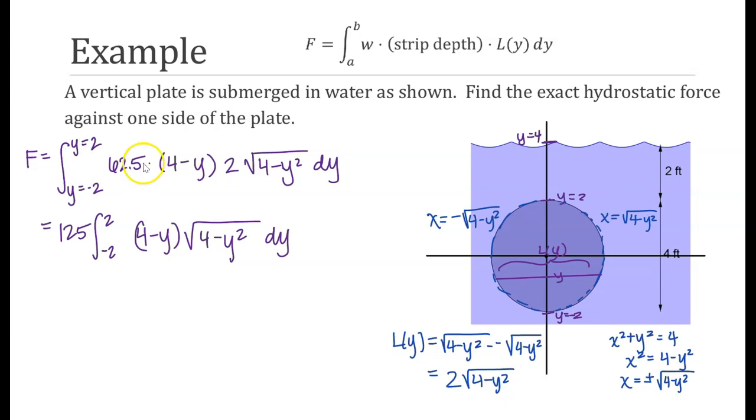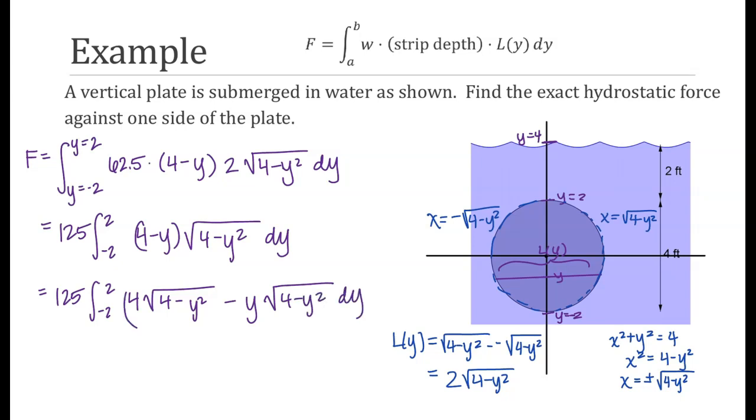So what I'm going to do here is distribute. I'm going to have 125 times the integral from negative 2 to 2 of 4 times radical 4 minus y squared, minus y times radical 4 minus y squared dy. And then, because they're subtracted, I can calculate each definite integral separately.